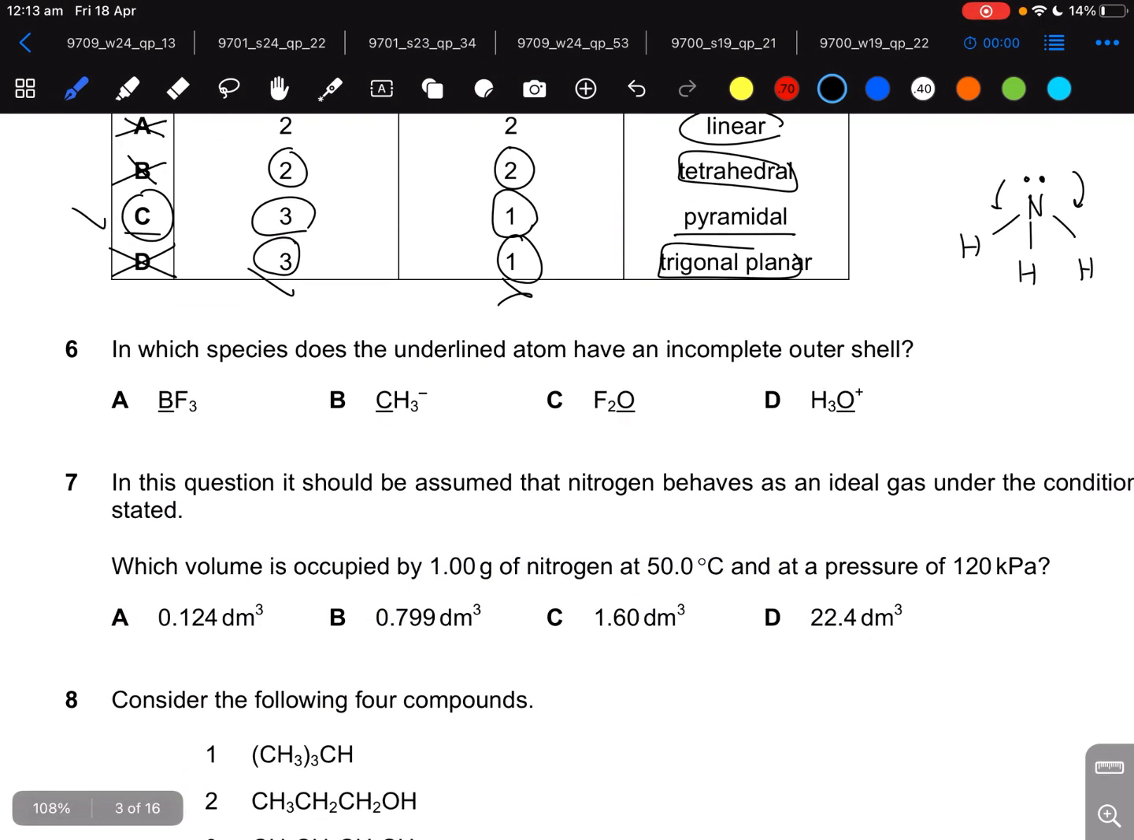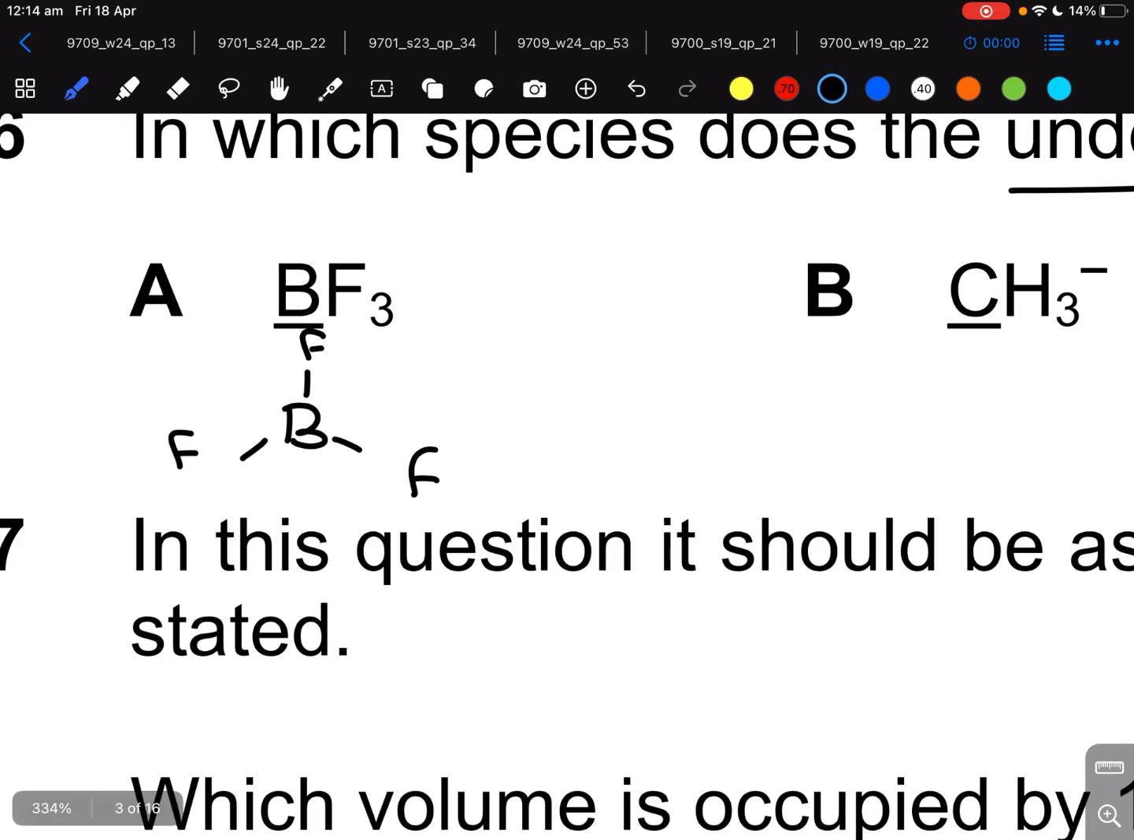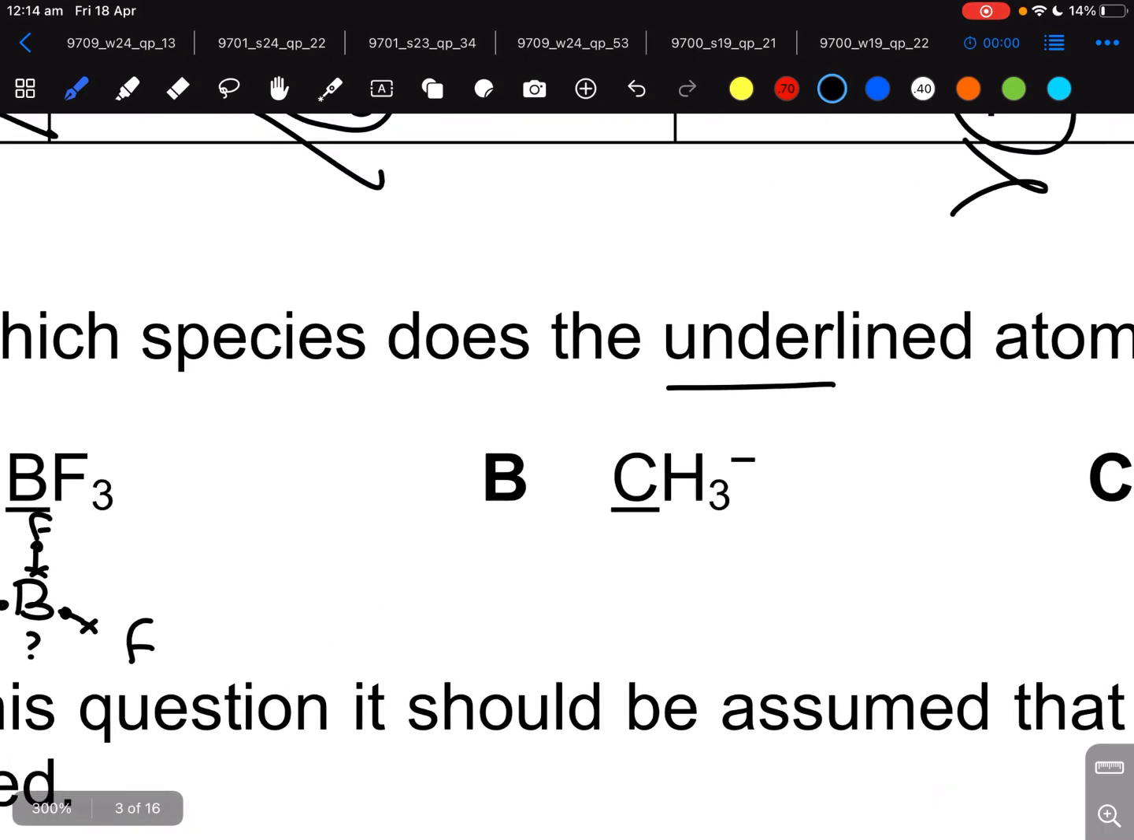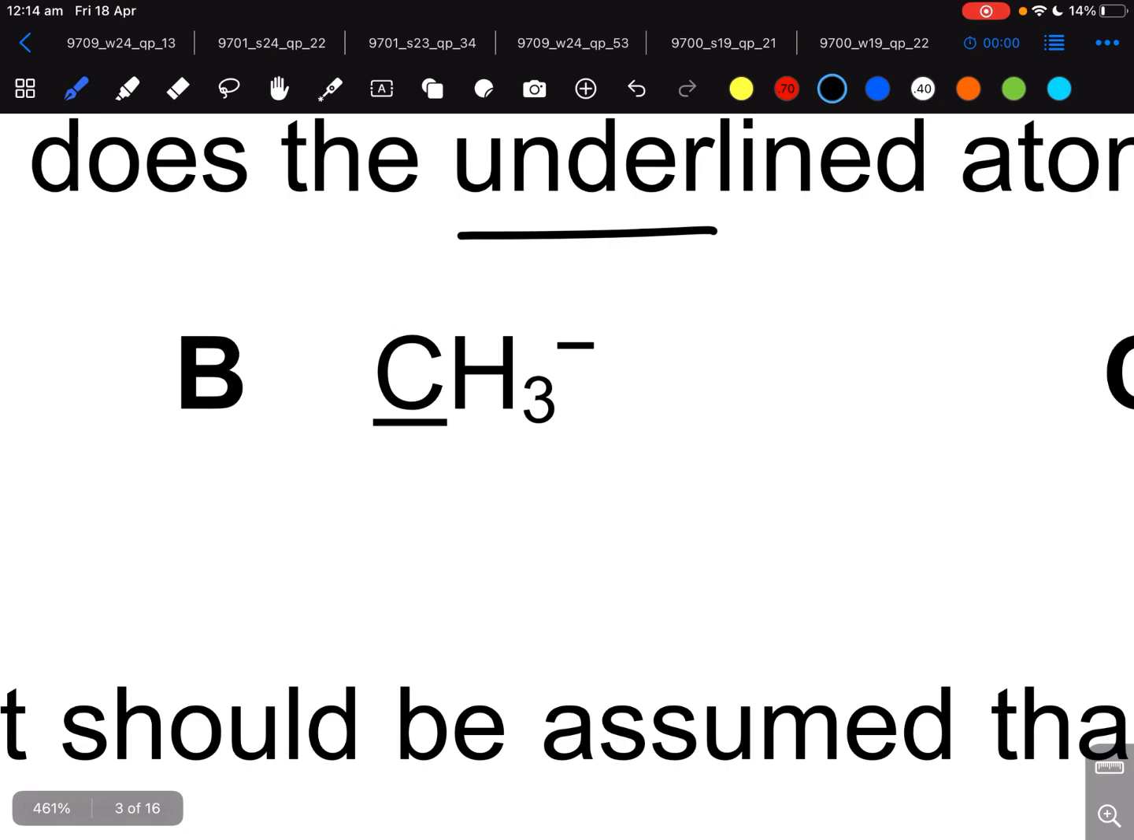In which species does the underlined atom have an incomplete outer shell? So basically a deficient atom. So BF3. So let's look at B, boron. It's in group 3. So it has 3 outer shell electrons shared with 1 fluorine each. So it has an incomplete outer shell, because if it shares 1 with each, it only forms 6 outer shell electrons at the end. So it's missing. So A is right. But let's look at the other ones.